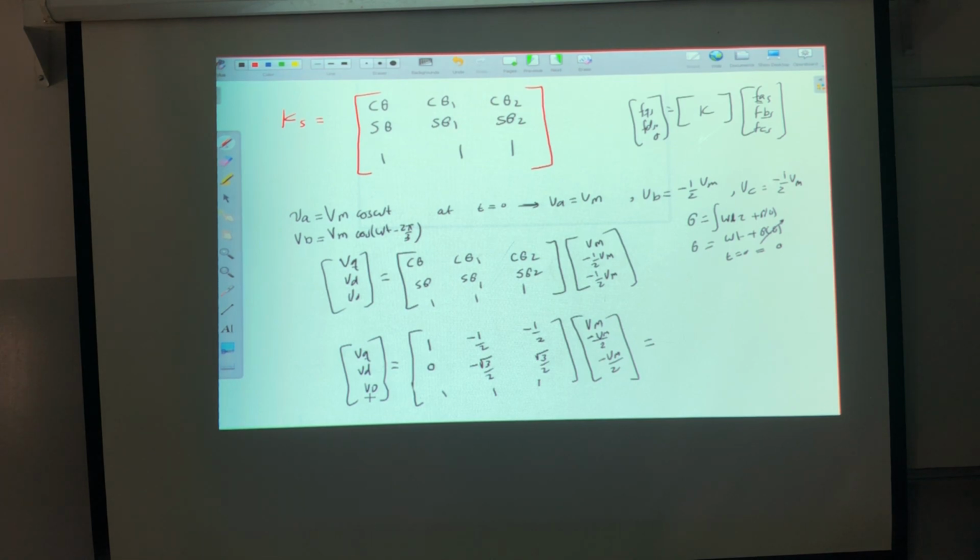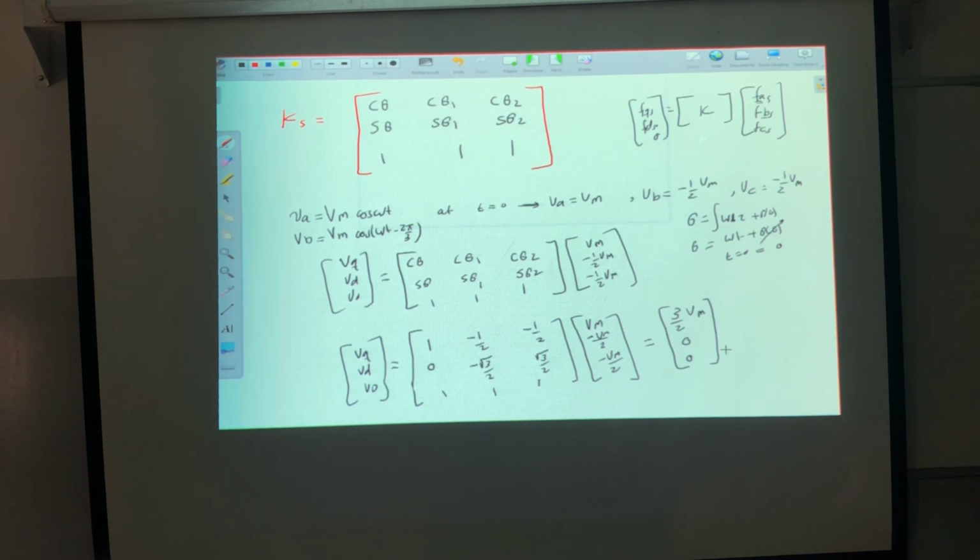I'm telling you VQ. Find VQ equal to what? VQ equals VM plus VM over 4 plus VM over 4. Add these three terms: VM plus three over 2, so 3 over 2 VM. The second line, VD, equals square root of 3 over 4 VM. And that's one zero.